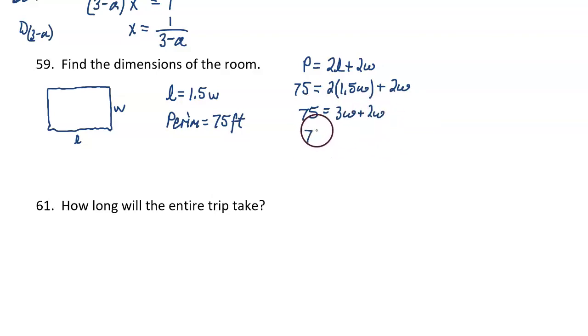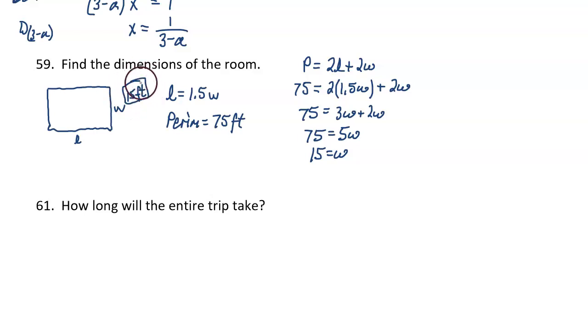Now combine like terms. 3W plus 2W is 5W. To get W alone, divide by its coefficient of 5. 75 divided by 5 is 15. We have figured out the width of the room is 15 feet.